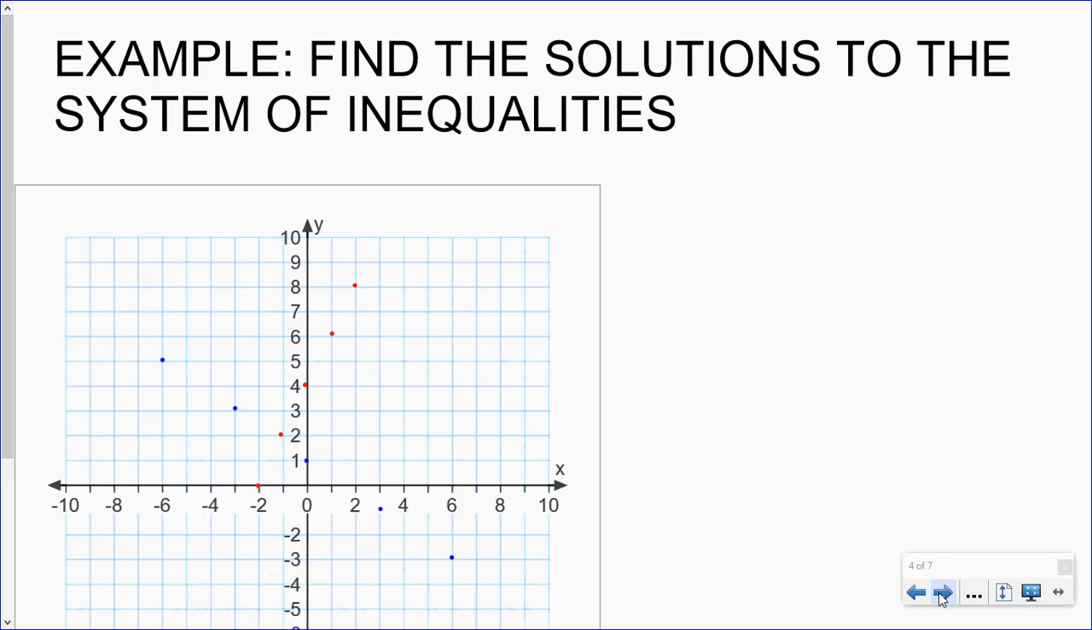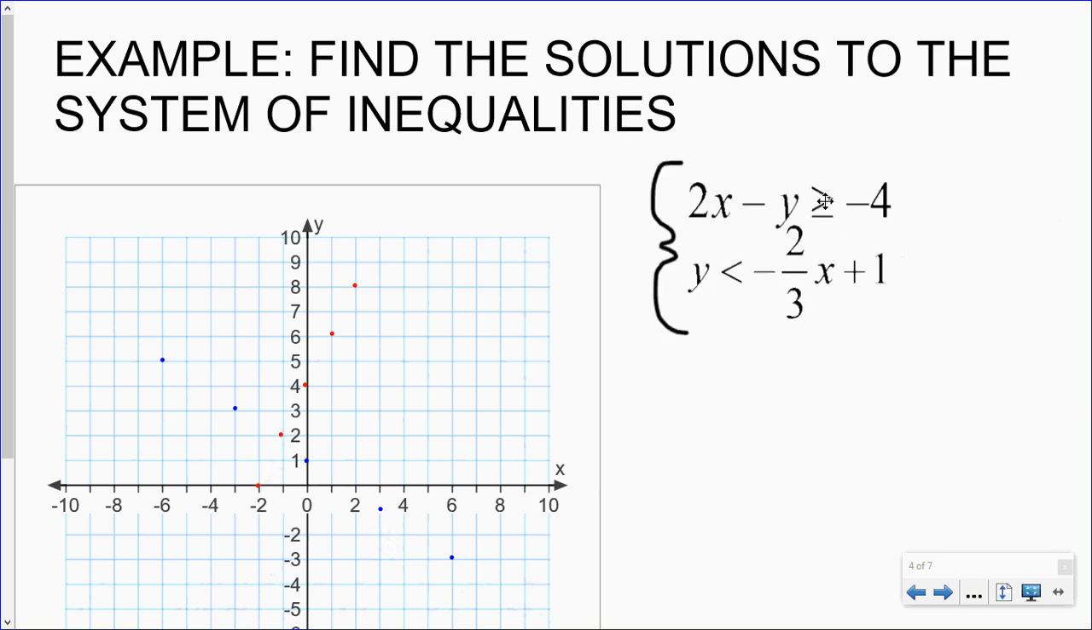Okay, so here's an example. Ignore the dots that are already there, but find the solutions to the system of inequalities. The one I give you here is different than the one on yours. The sign on your paper says less than. Please change it to a greater than or equal to sign, because it'll make more sense.